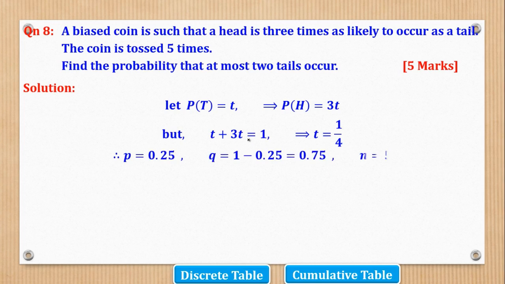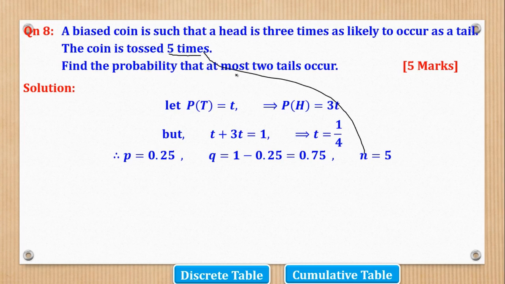That means, how do you get the probability of success? It's got from the question. The question says, find the probability that at most 2 tails. That means that the probability of getting a tail is the probability of success. And the probability of getting a head will be the probability of failure. Okay. And the number of trials is 5, and that is n.